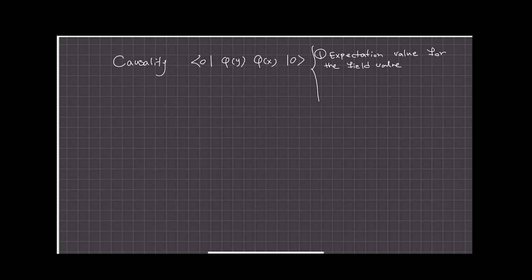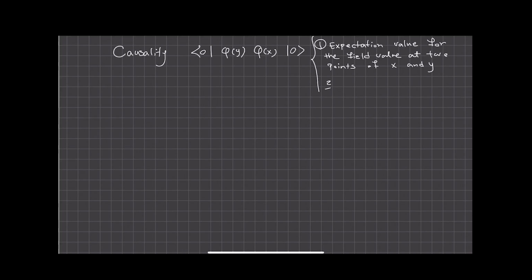Okay, now let's talk about causality. For the concept of causality, we need to calculate the expectation value for phi of x and phi of y. There are two interpretations for that. The first interpretation is the expectation value for the field, or the field value, at two points x and y. The second interpretation is that we create a particle at point x and project to creation at point y.